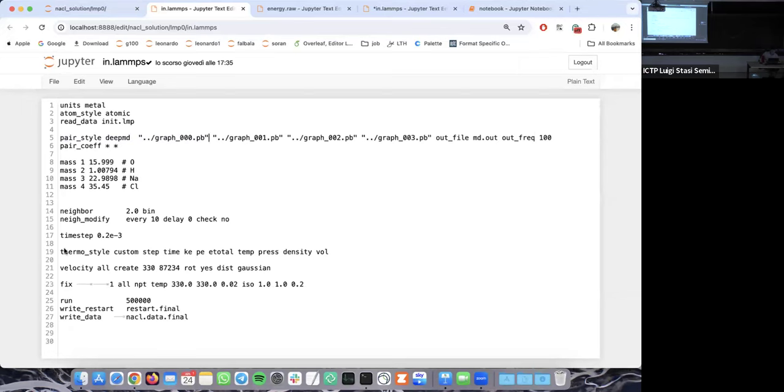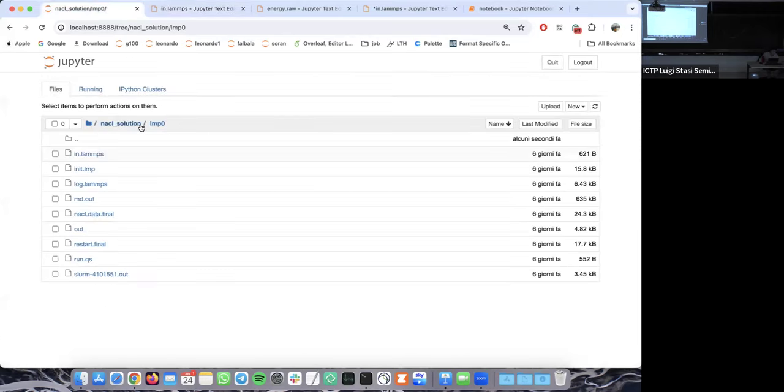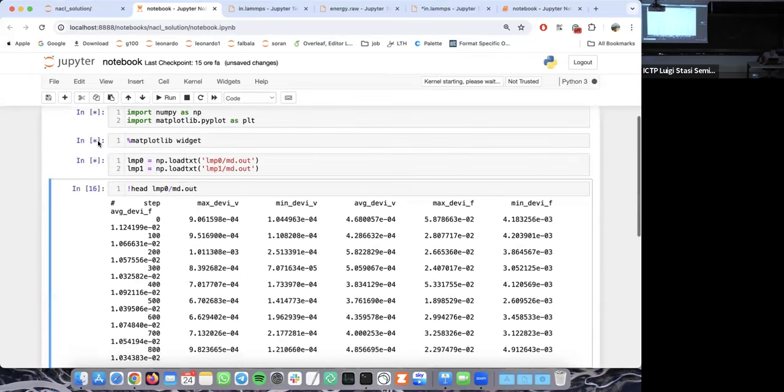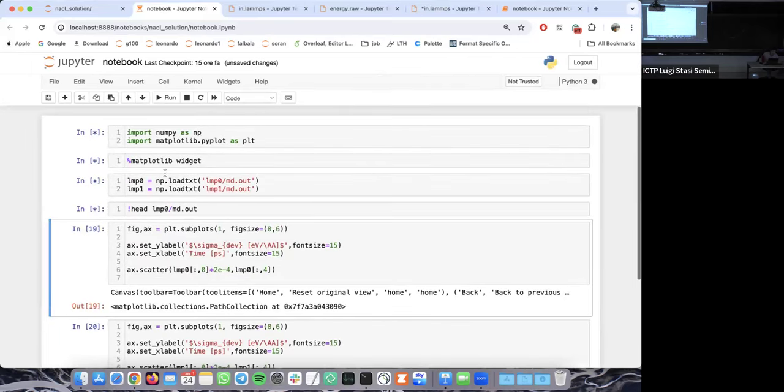So this is the basic. So does this do four independent MDs? No. This will do one MD simulation with the first model. And then it will use the other three models every 100 steps to compute the deviation and print it in the MD dot out. I see. So then I can basically have a look at it.